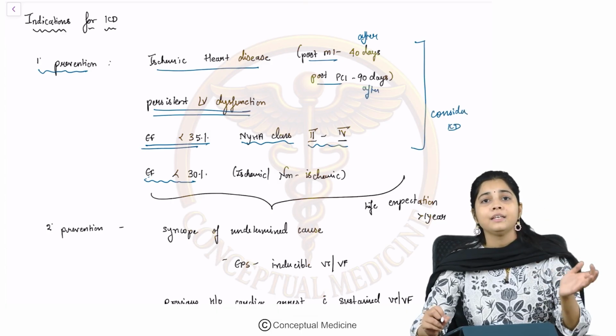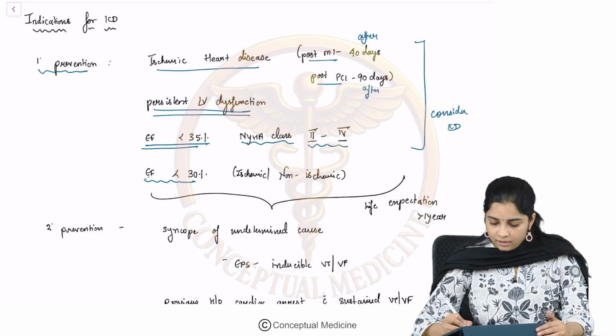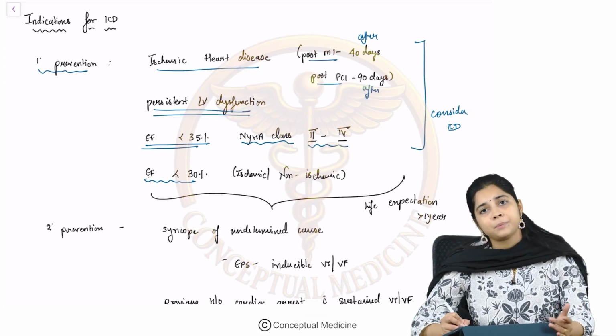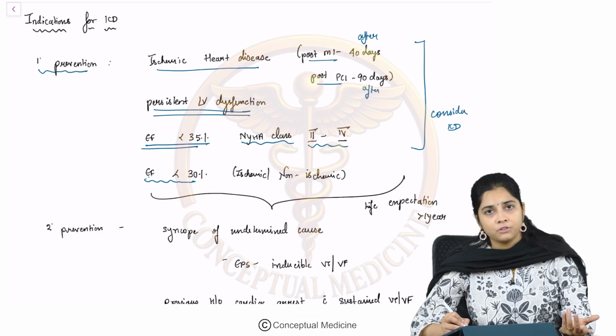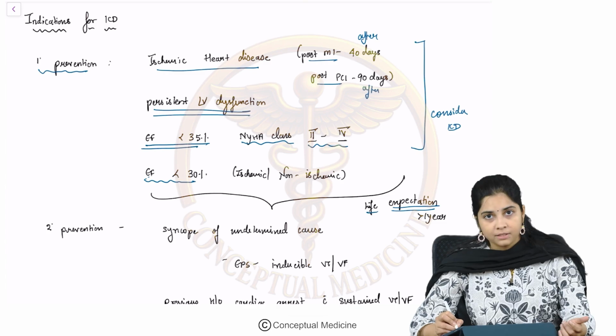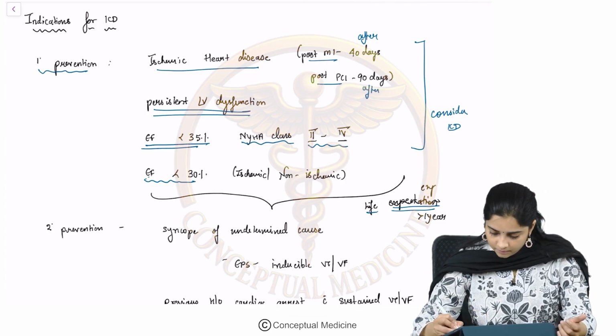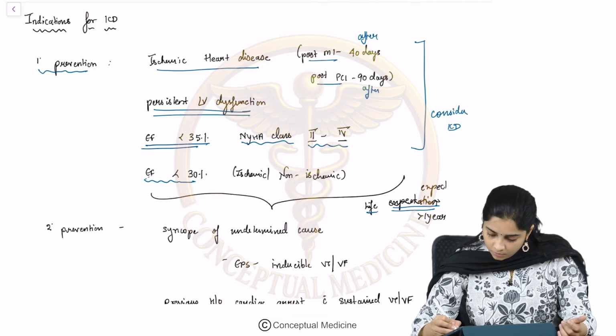Because this patient is at a high risk of arrhythmias. But you don't go ahead and put it if the patient's life expectancy itself is going to be less than 1 year, right? So, you should consider that the patient's life expectancy is more than 1 year.